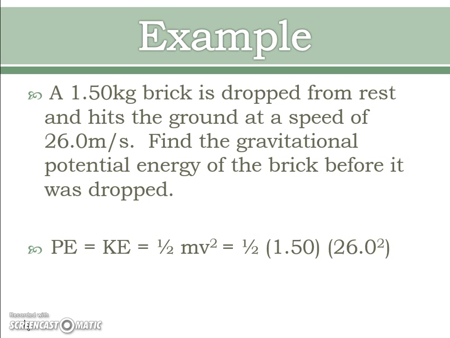So we're going to use the kinetic energy formula because I gave you kilograms and I gave you meters per second. That fits into the KE formula, not the PE. So 1/2 times the mass, 1.5, times v squared, which is 26. So half of 1.5 times 26 squared. And when you plug all that in, you should get 507 joules.